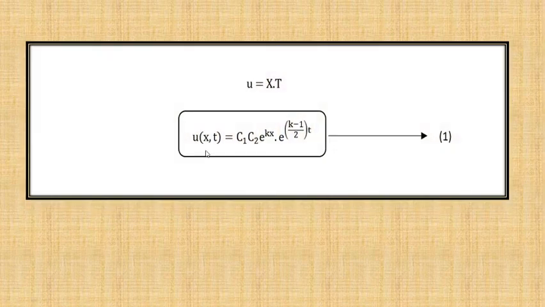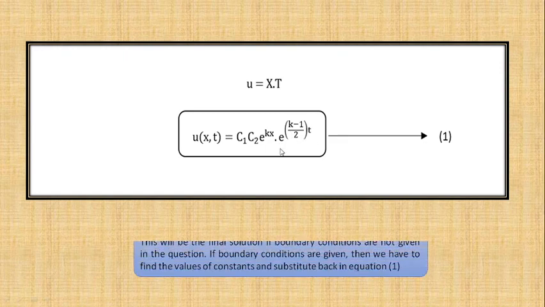Now let us substitute capital X and capital T in the expression u is equal to X into T. Then we will get u of x,t is equal to c1 e raised to kx into c2 e raised to k minus 1 by 2 t. Since c1 and c2 are arbitrary constants, we can write it as a single arbitrary constant. That is u of x,t is equal to c e raised to kx into e raised to k minus 1 by 2 t, which is the required solution.